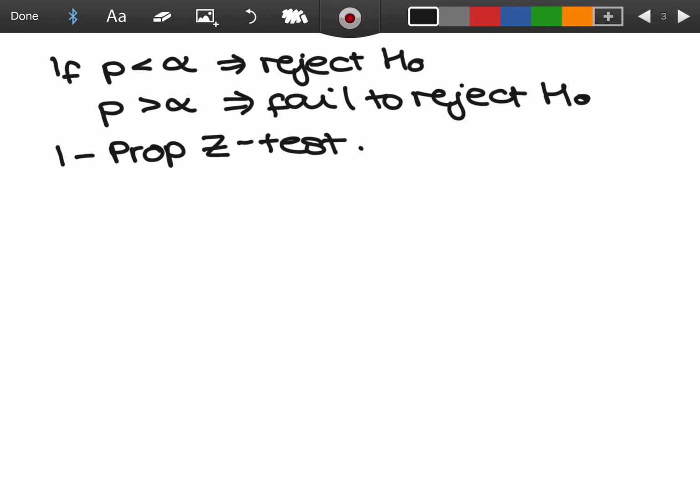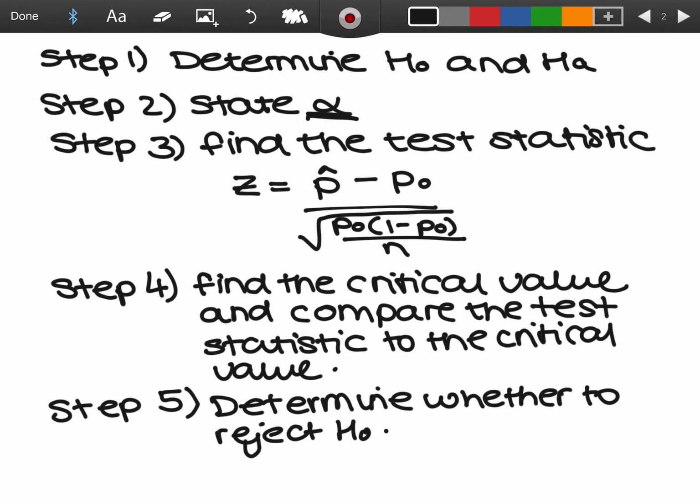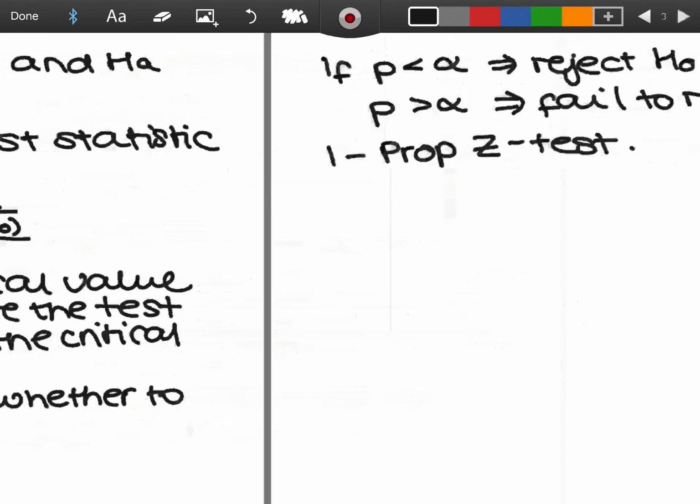So here what we have done, let's go back, we've done step 1, we've determined our null and alternative hypotheses, we've stated our significance level. Then you could go ahead and find this test statistic. I'm going to write this down, but you can go ahead and figure it out on a calculator.